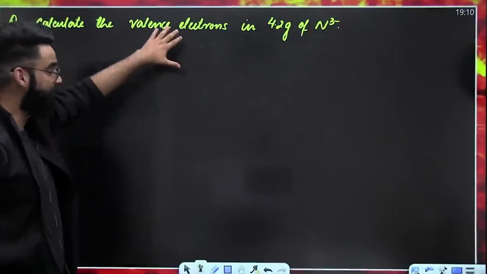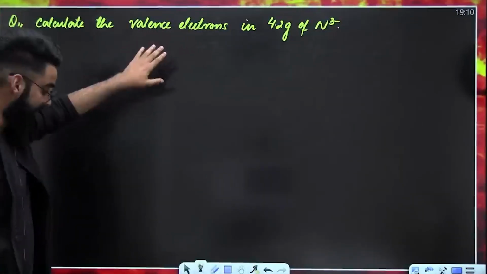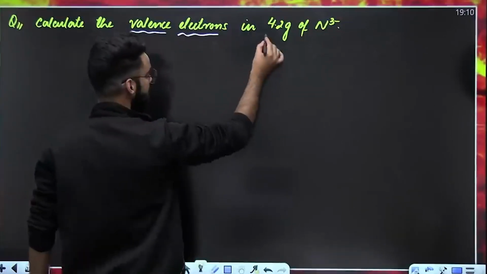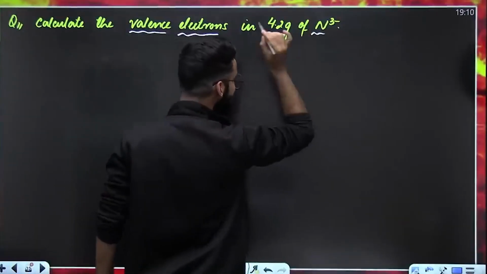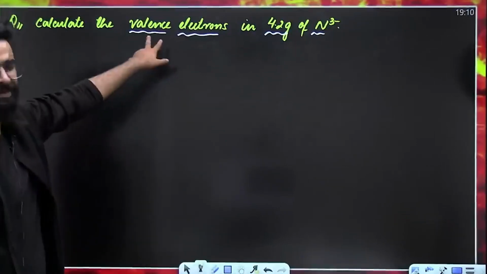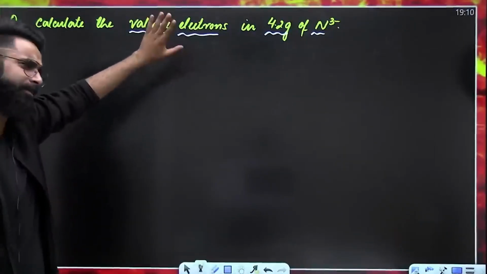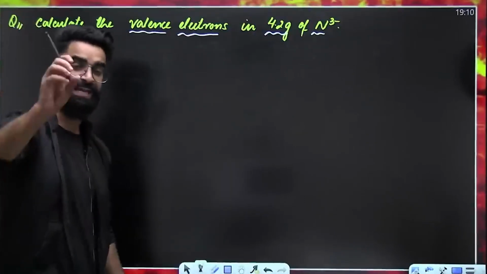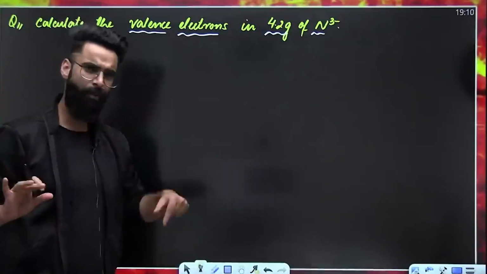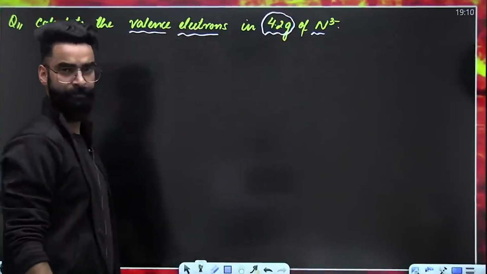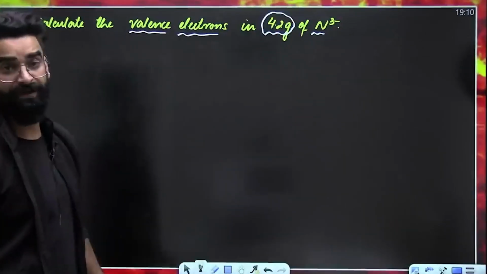Now have a look at this particular question. In this question, they are asking you, calculate the number of valence electrons in 4.2 grams of N tri-negative. Since we have to calculate valence electrons, I'll be following the diagram which I gave you. That diagram says convert the given quantity into number of moles. What is the given quantity? We are given the mass of N tri-negative.